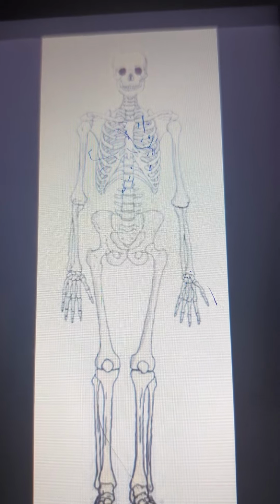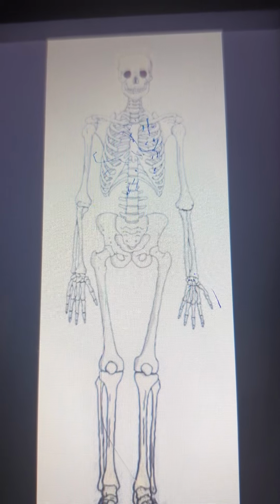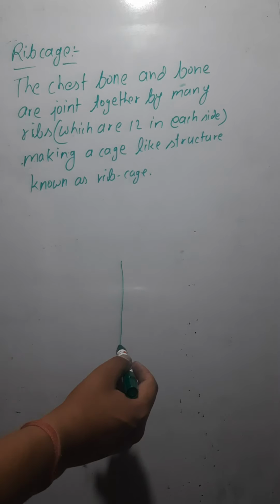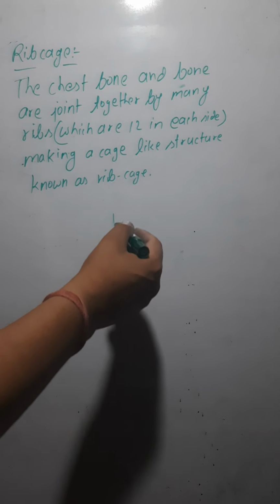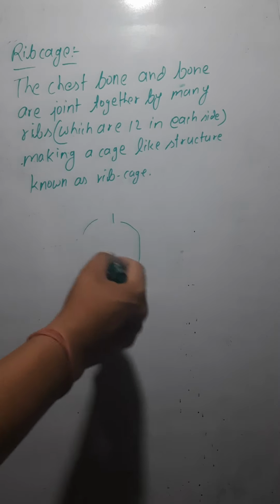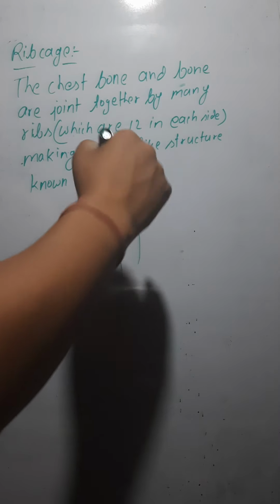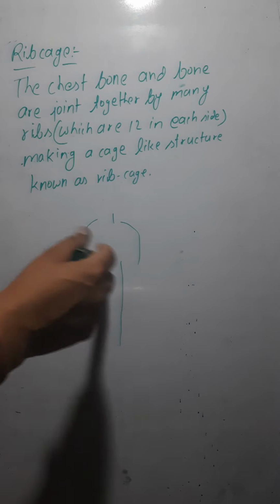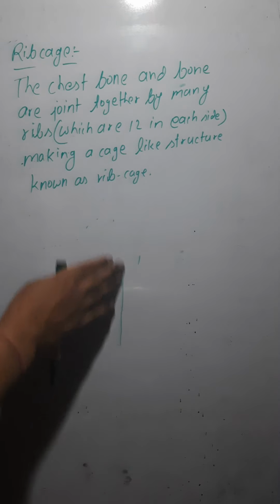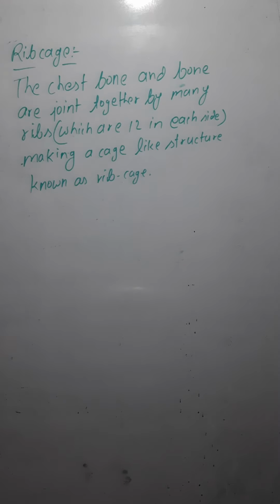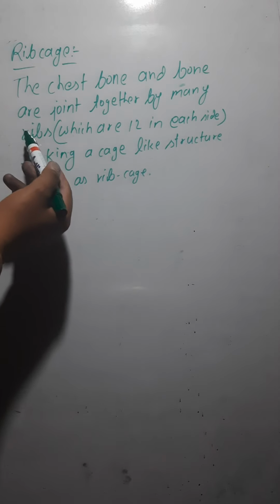So let's discuss more about the rib cage now. You have the backbone at the back, and in front you have the chest bone. These are joined together by many ribs, and these ribs are curiously bent, and they form a cage-like structure. We call this cage-like structure the rib cage. What do we call it? Rib cage. And the ribs are 12 in number.